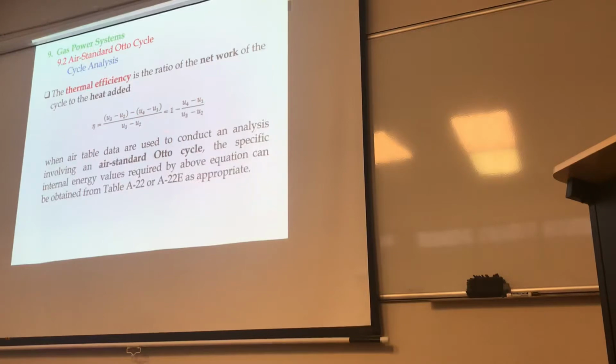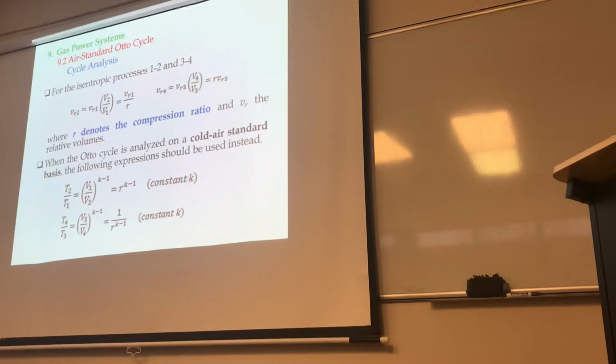But this one is even easier than what we've done in chapter 8, because it's not like there is a 2-phase or superheated region. There is just one table, A22. Once you know the temperature, you can go there and find what the internal energy is. Once you get all those 4 U's, that's it. You're done with the problem. Now you can find what eta is, the efficiency.